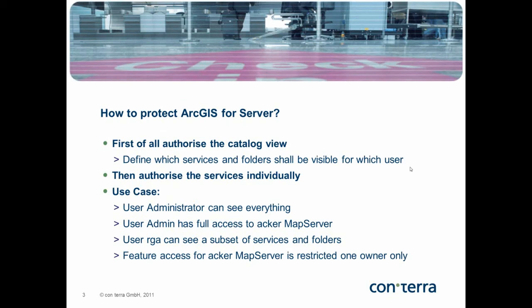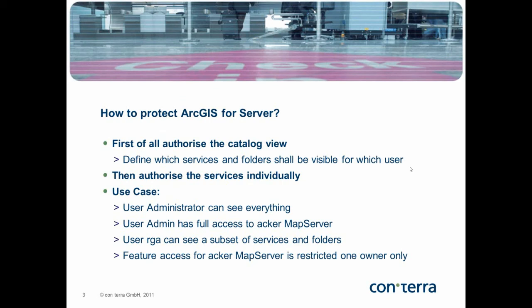So the first thing you have to do is authorize the catalog view. When people are trying to access your ArcGIS for Server and investigate which services are in there, and you want to apply access control, then of course you might want to prevent people from seeing services they are not authorized to use. So the first thing is you have to define which services and which folders people can see when accessing your ArcGIS.